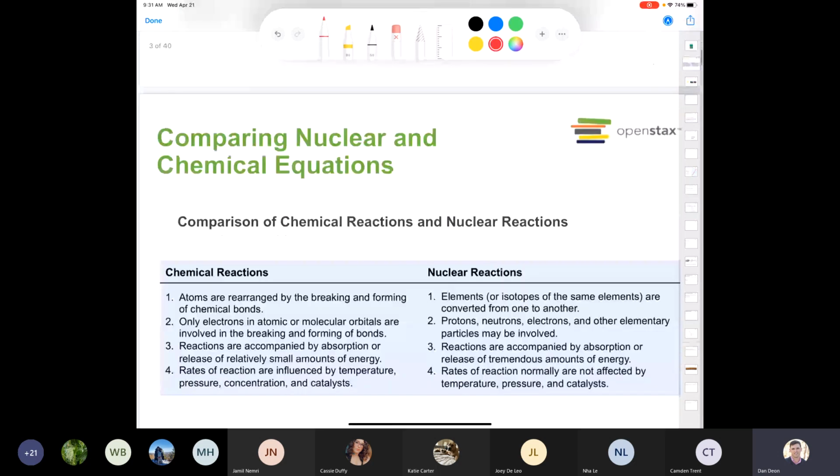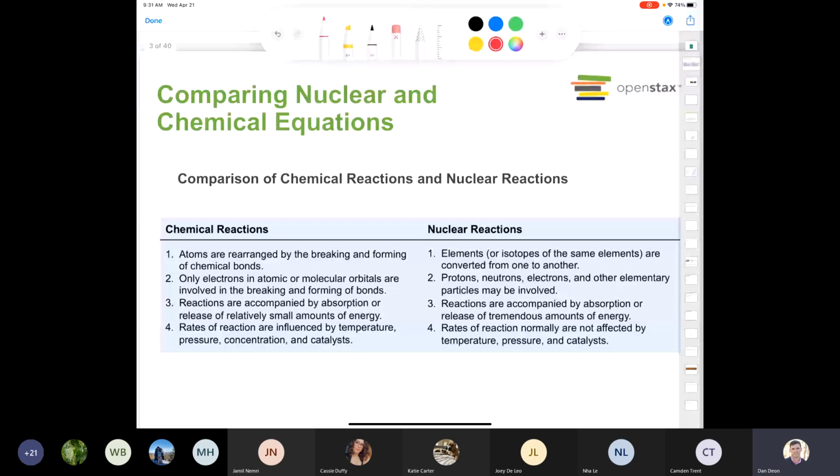Well, this is where I really wanted to start, and that is a comparison of nuclear and chemical equations, because so far, all through General Chemistry 1 and General Chemistry 2, up to this point, all you have dealt with are chemical reactions. We always started with some elements, and we ended up with the same elements. So no elements were changed. And if you're wondering, can you change an element? The answer is yes. I'll get to that in a second.